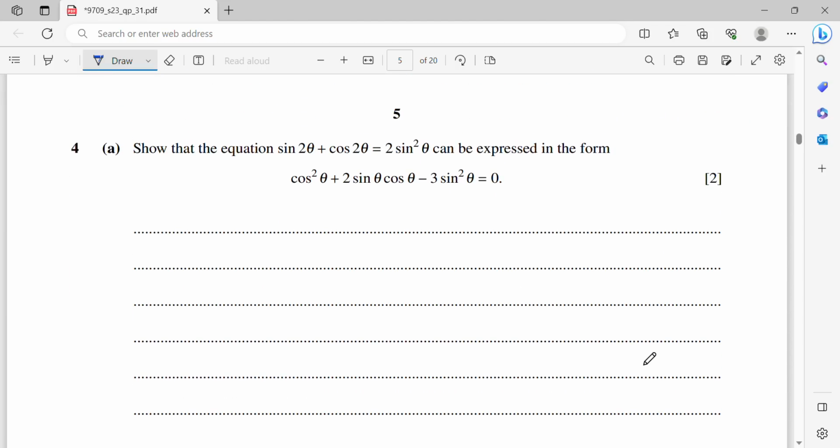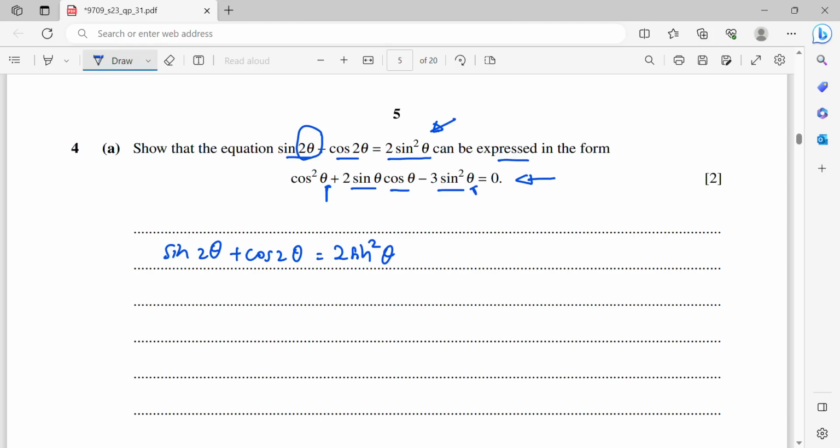Question 4A. Show that the equation sine 2 theta plus cos 2 theta equals 2 sine squared theta can be expressed in the form cos squared theta plus 2 sine theta cos theta minus 3 sine squared theta equals 0. So instead of 2 theta, it now becomes 1 theta. Okay, so we need to copy the original equation first. Now we need to show that this can be expressed in just cos or sine of 1 theta, so we need to apply the formulas. Just for your information, sine 2a is 2 sine a cos a. Then for cos 2 theta, or cos 2a, we have a few formulas.